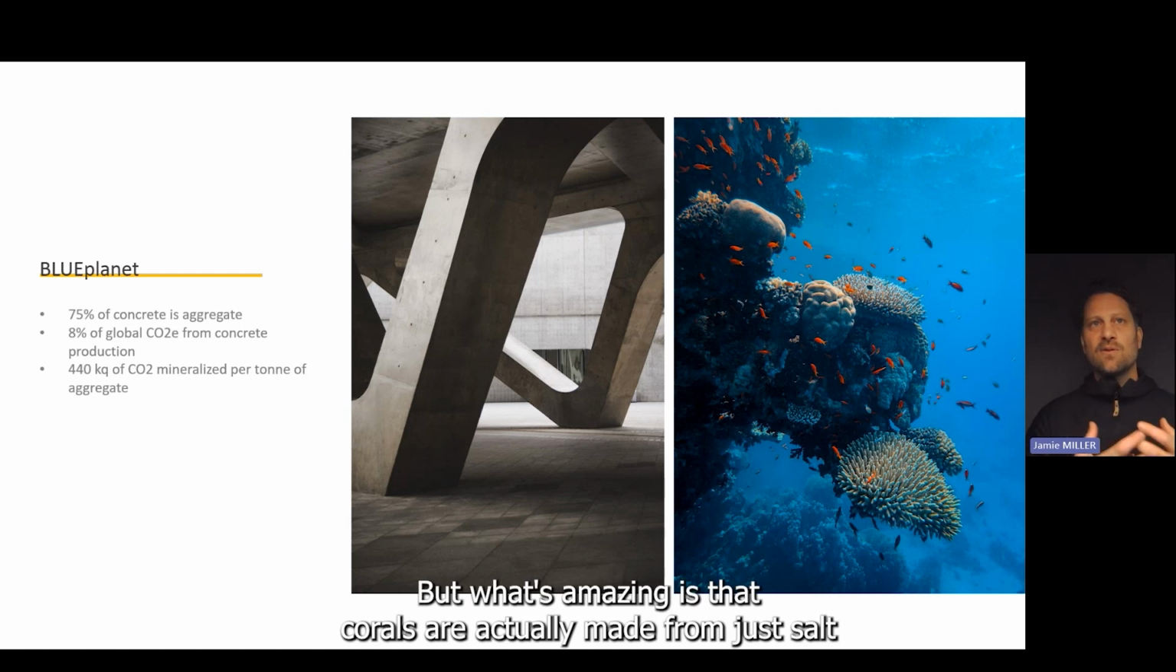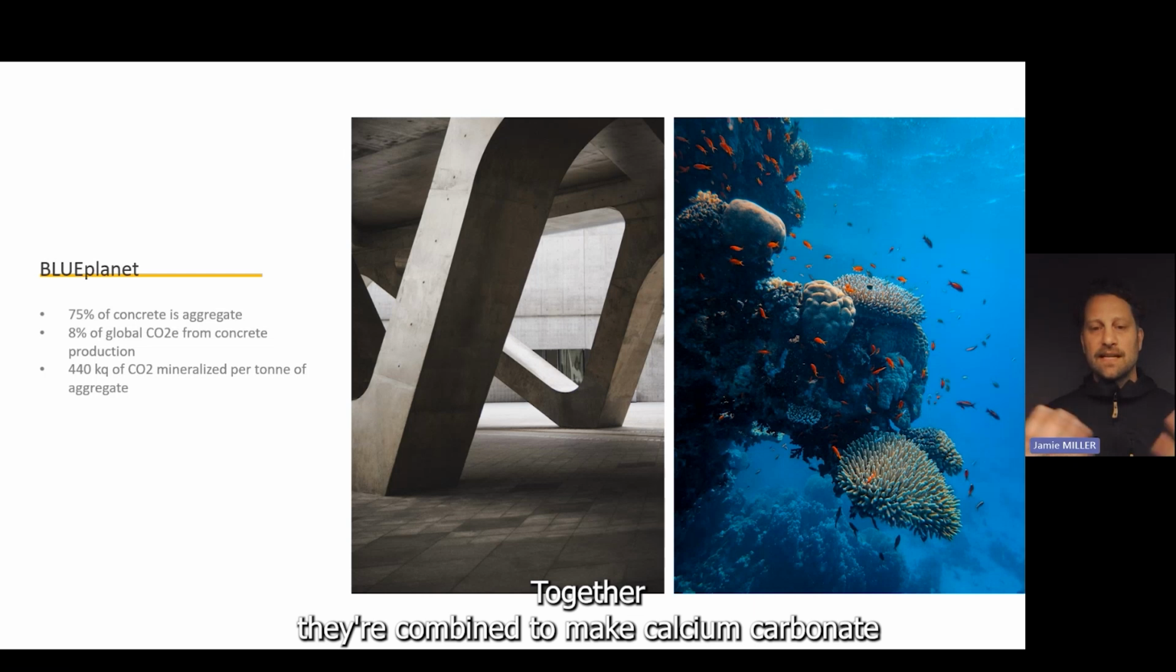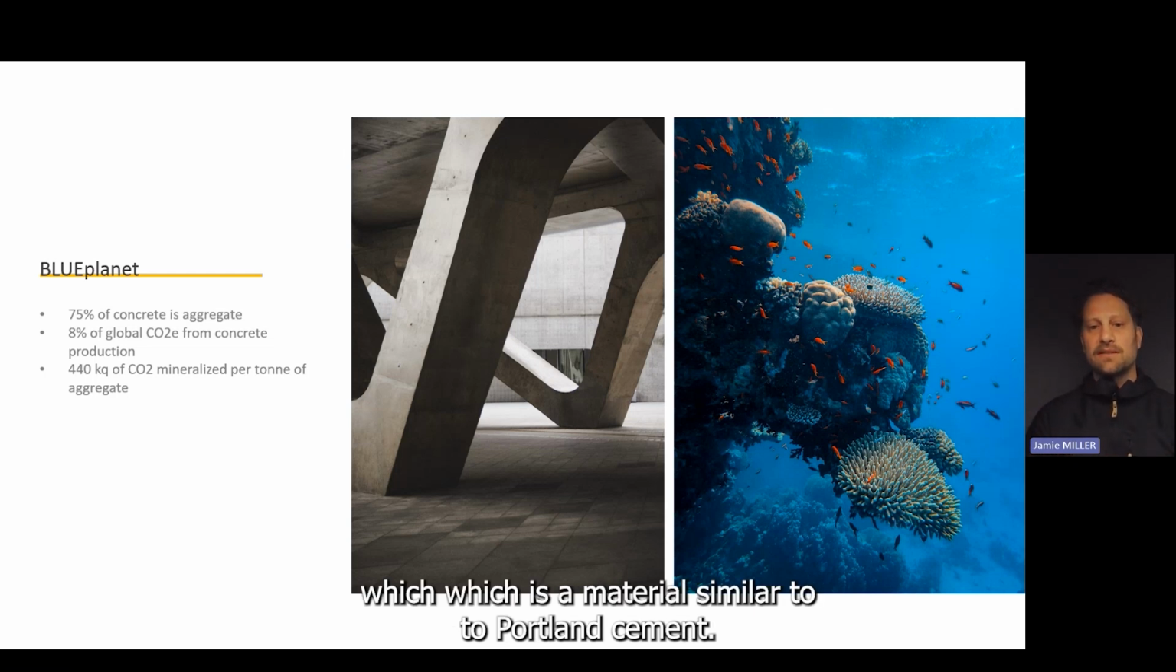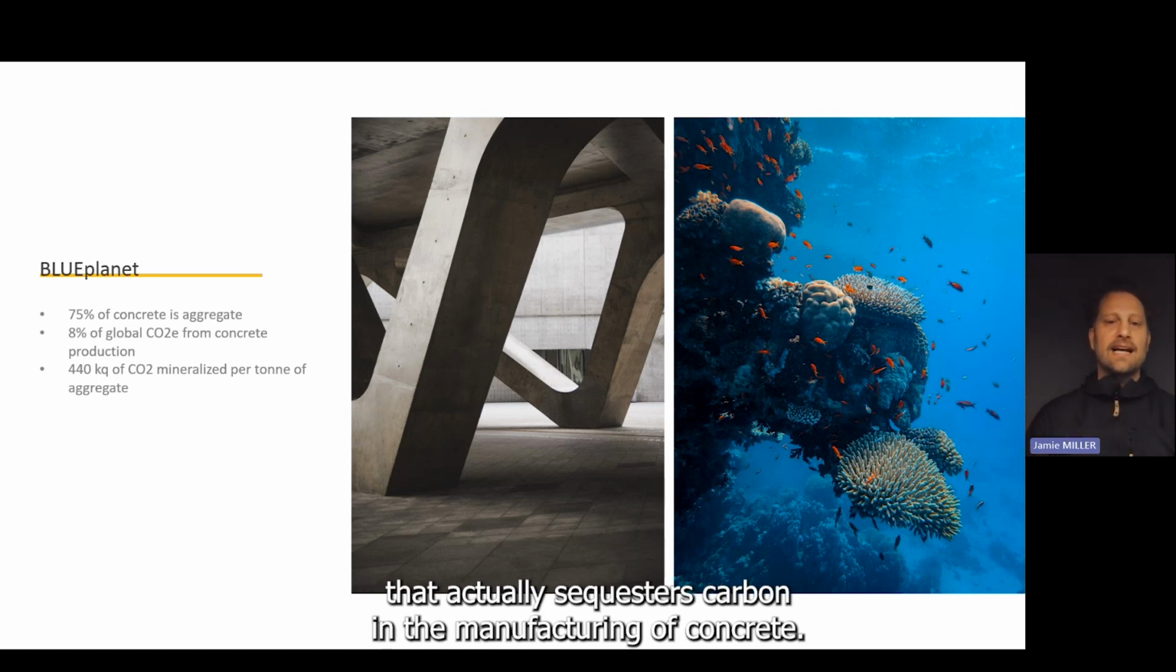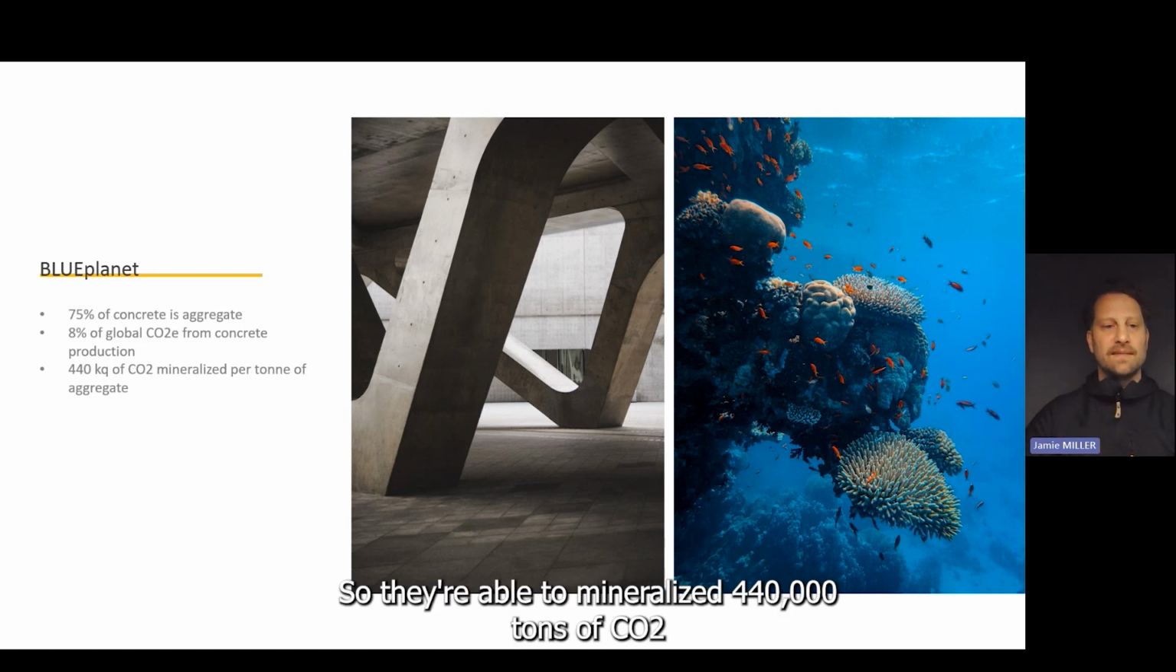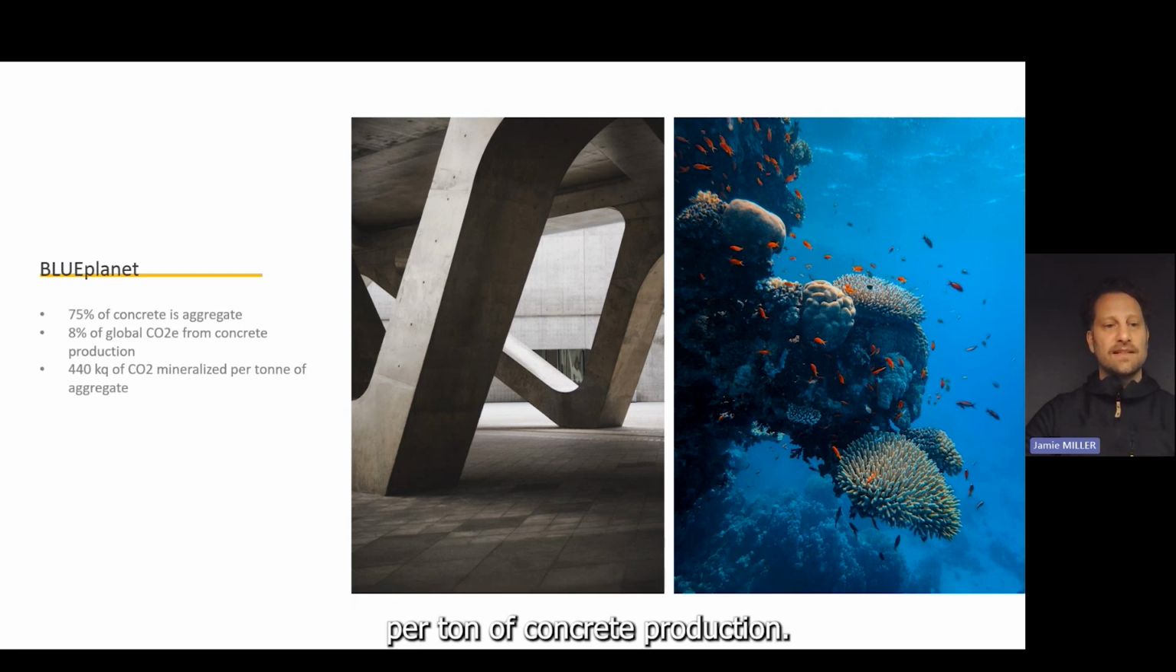But what's amazing is that corals are actually made from just salt water and CO2. Together, they're combined to make calcium carbonate, which is a material similar to Portland cement. Blue Planet has figured out a way to copy that process to make a material that actually sequesters carbon in the manufacturing of concrete. So they're able to mineralize 440,000 tons of CO2 per ton of concrete production.